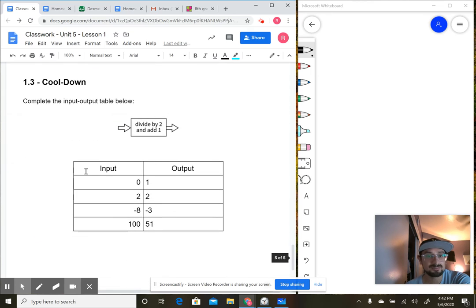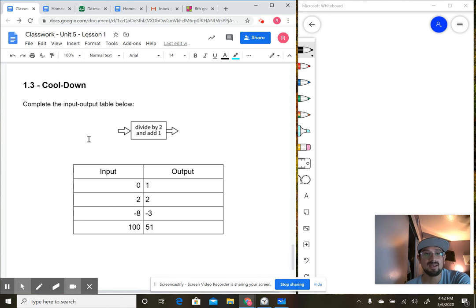So the last one, complete the input-output table below. This one says you take your number, you divide by 2, and you add 1. So you can see here, 0 divided by 2 is 0, plus 1 is 1. 2 divided by 2 is 1, plus 1 is 2. Negative 8 divided by 2 is negative 4, plus 1 is negative 3. 100 divided by 2 is 50, plus 1 is 51.